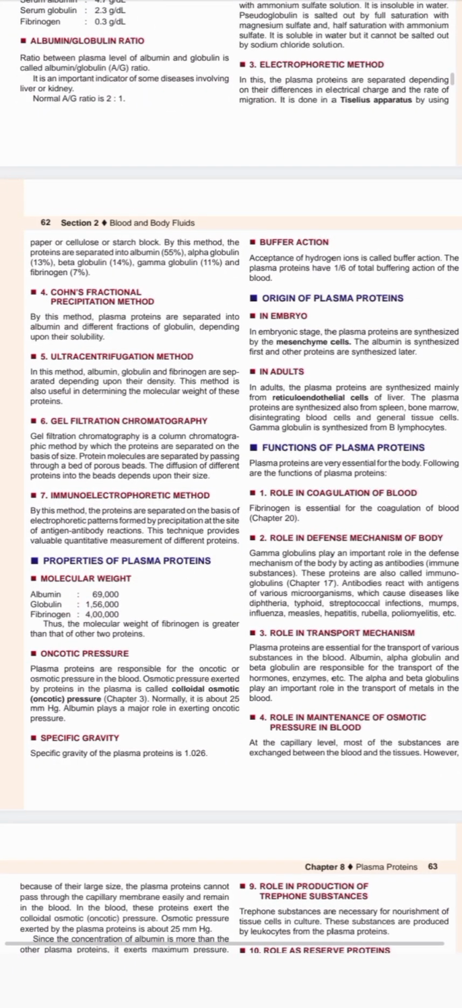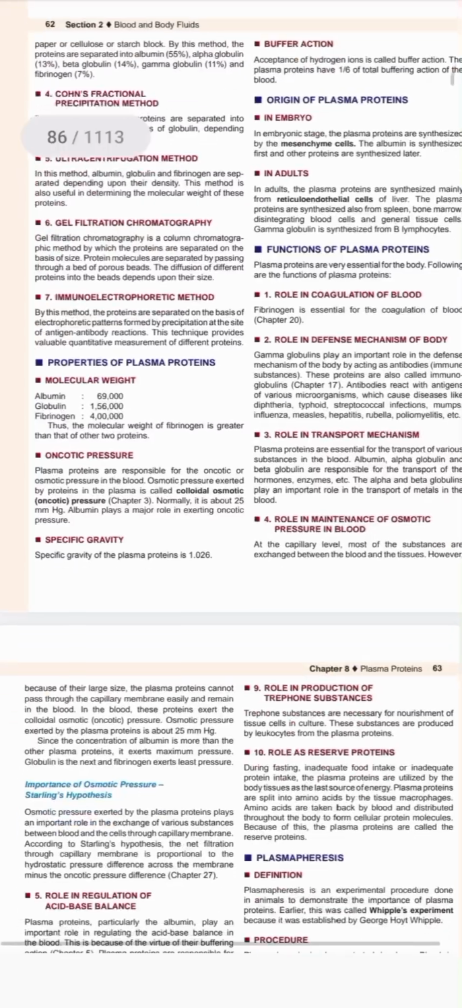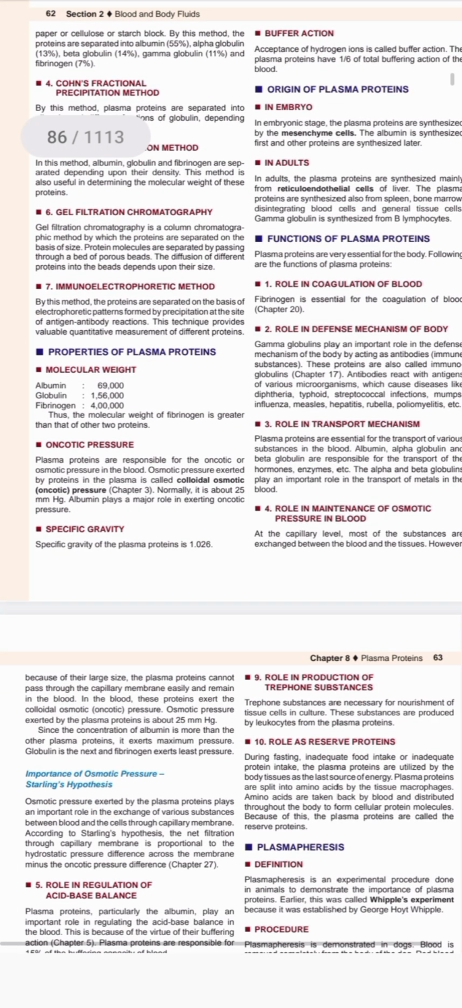Starling's hypothesis. Osmotic pressure exerted by plasma proteins plays an important role in exchange of various substances between blood and cells through capillary membrane. According to Starling's hypothesis, the net filtration through capillary membrane is proportional to hydrostatic pressure difference across membrane minus oncotic pressure.